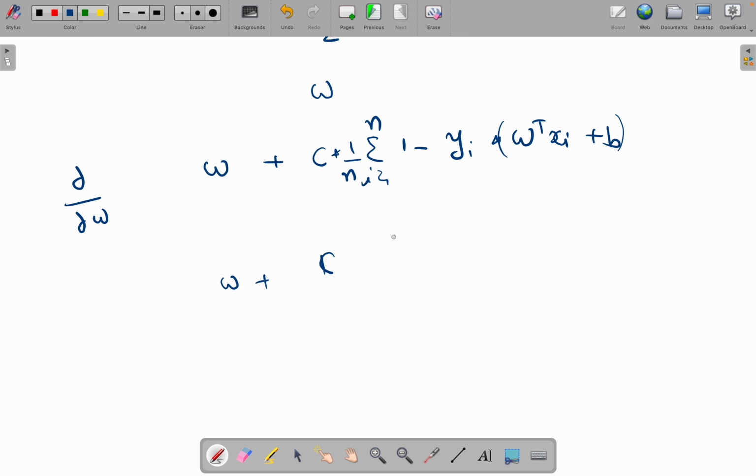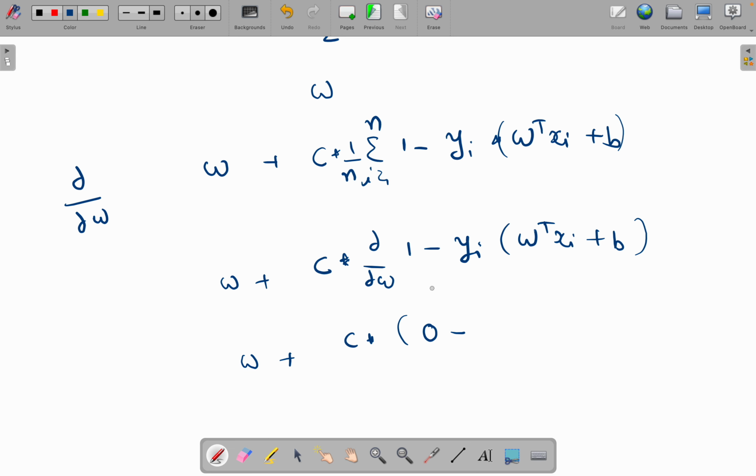Okay, let me erase this. Okay, so let's say this c would be same. We are just differentiating this part. So if you differentiate this part, let's say del L by del W of 1 minus yi into W transpose xi plus b with respect to W, right? So then it will become c times. So if you differentiate this 1, it is constant, so it will become 0, right?